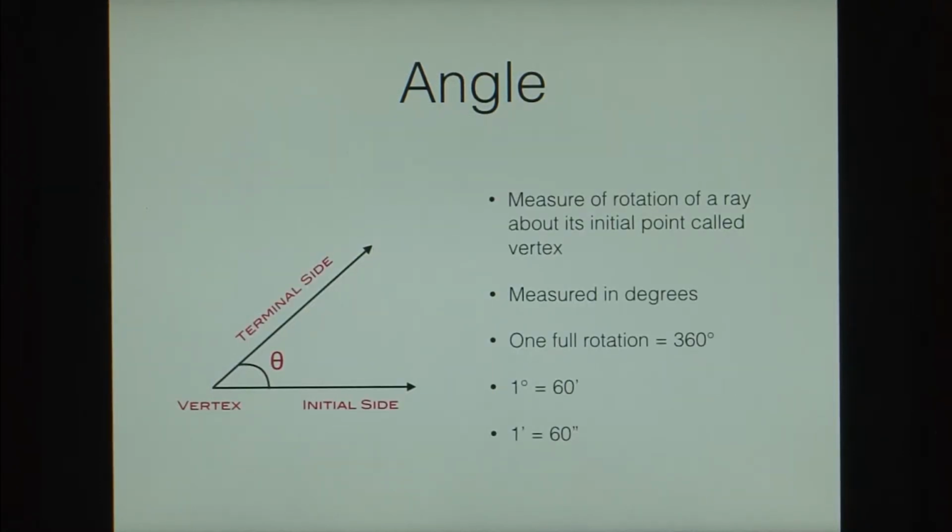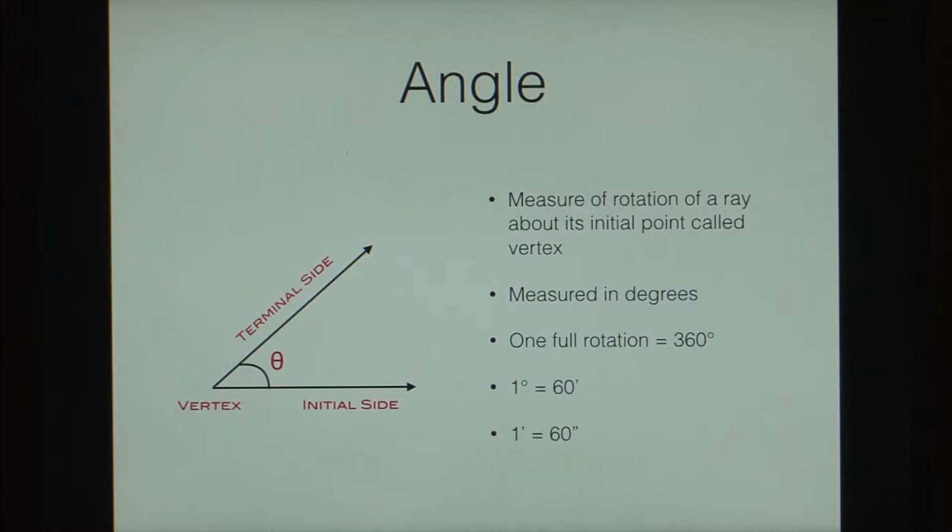An angle is a measure of the rotation of a ray about its initial point called vertex. It can be measured in degrees or radians. One full rotation is arbitrarily assigned 360 degrees. 1 degree is further divided into 60 minutes and 1 minute into 60 seconds, as we have in a clock.